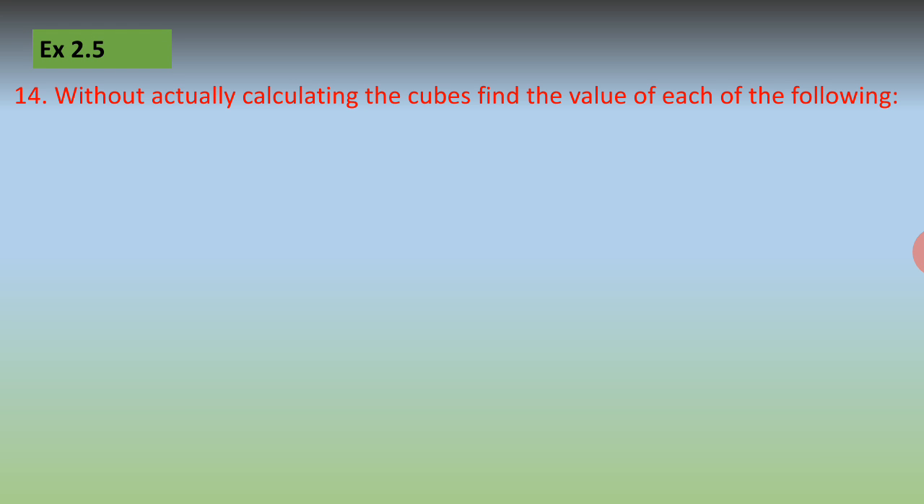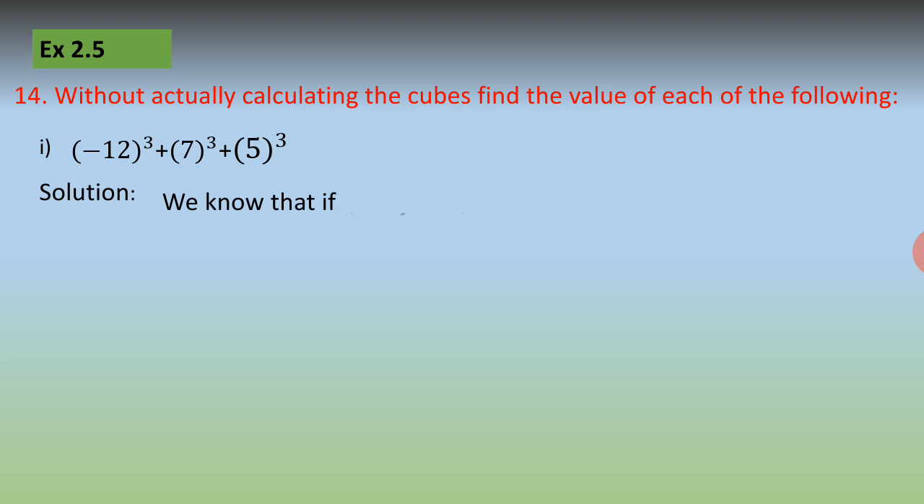Without actually calculating the cubes, find the values of each of the following. Now the first sub question is this. This is x cube plus y cube plus z cube. Let us check the sum of x, y and z. We know that when x, y and z add up to 0, this cube will be nothing but equal to 3 times xyz. And that will be very easy for us to solve.